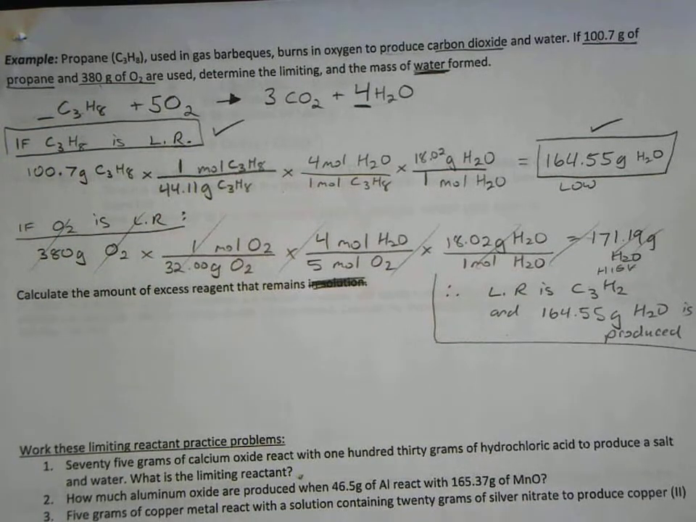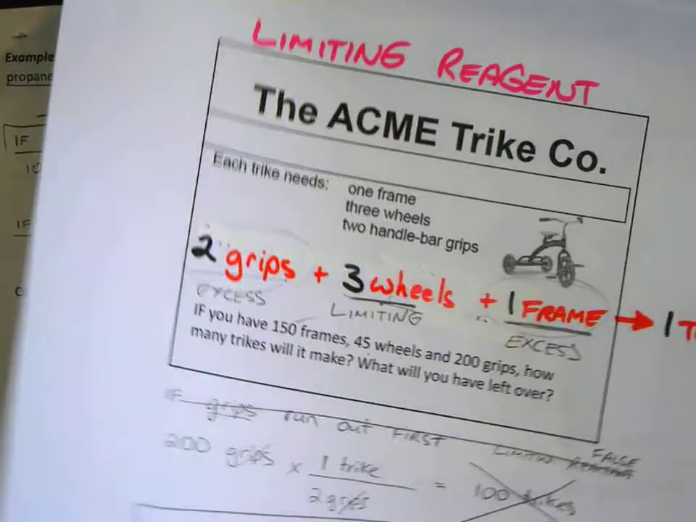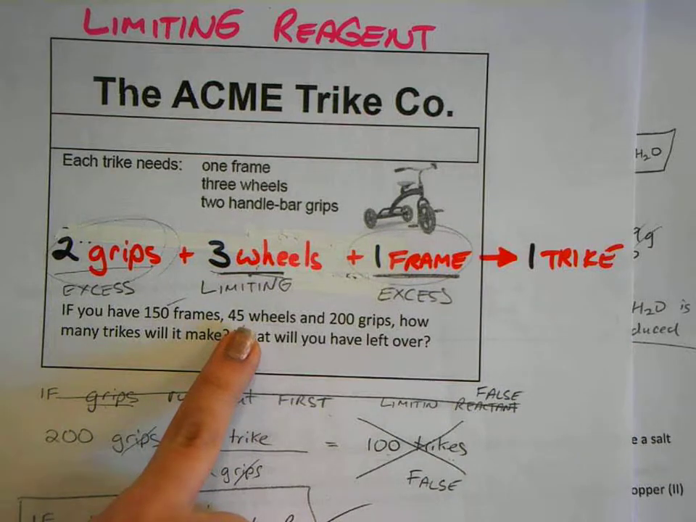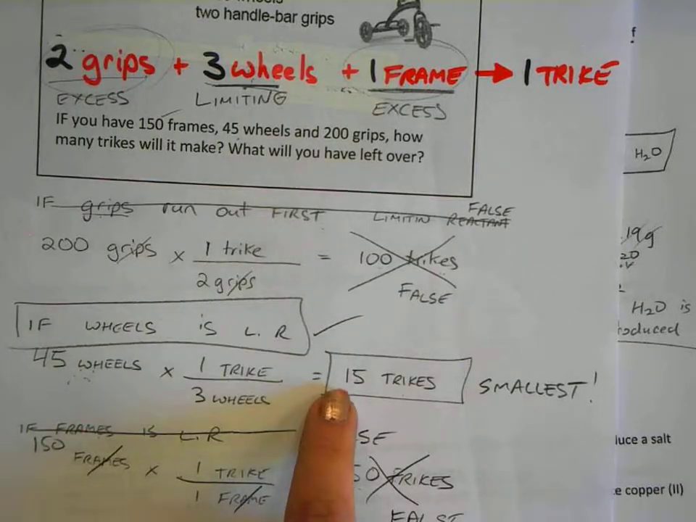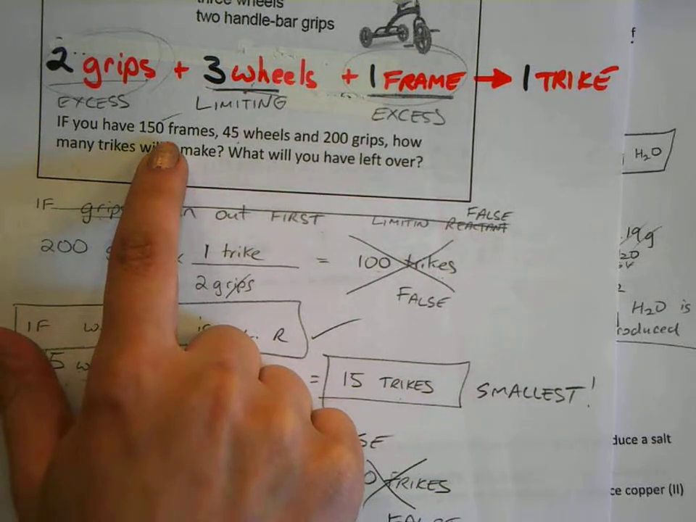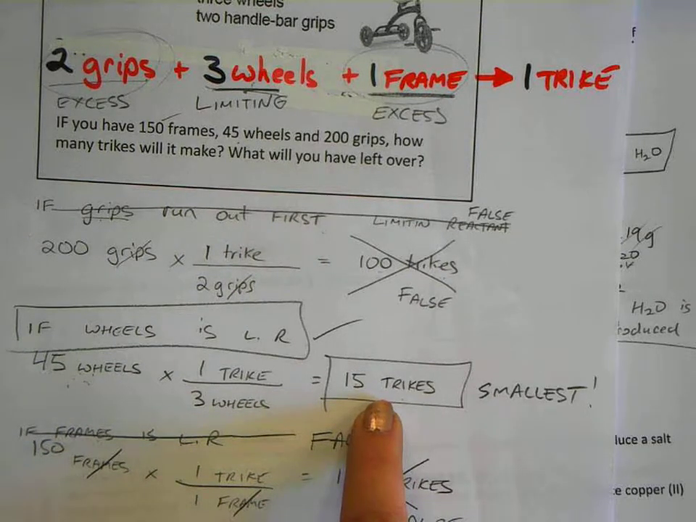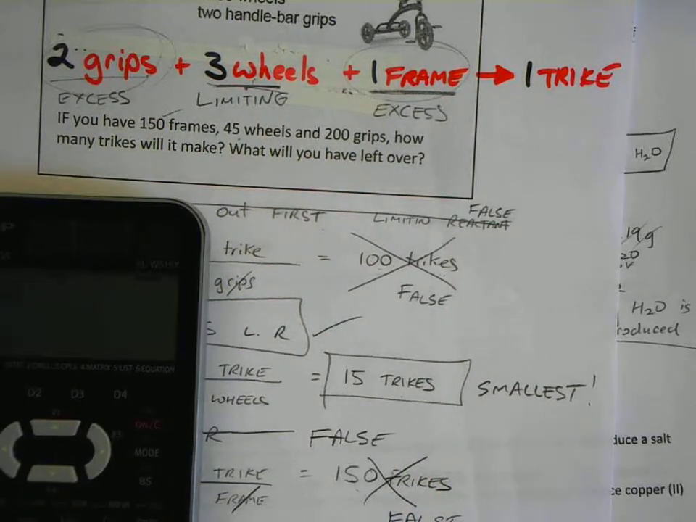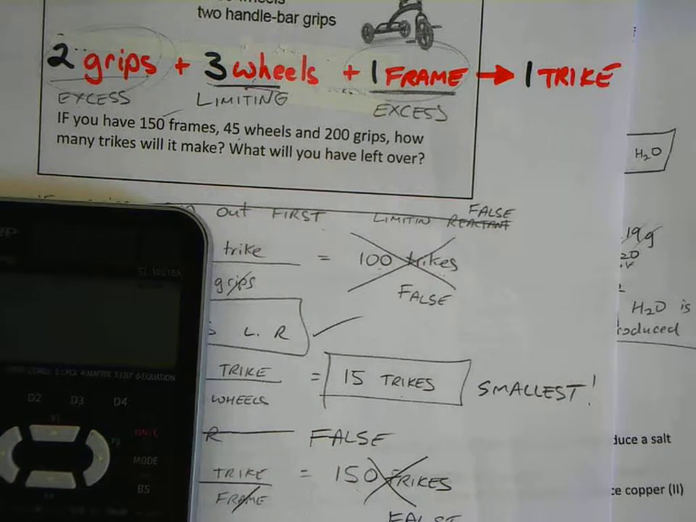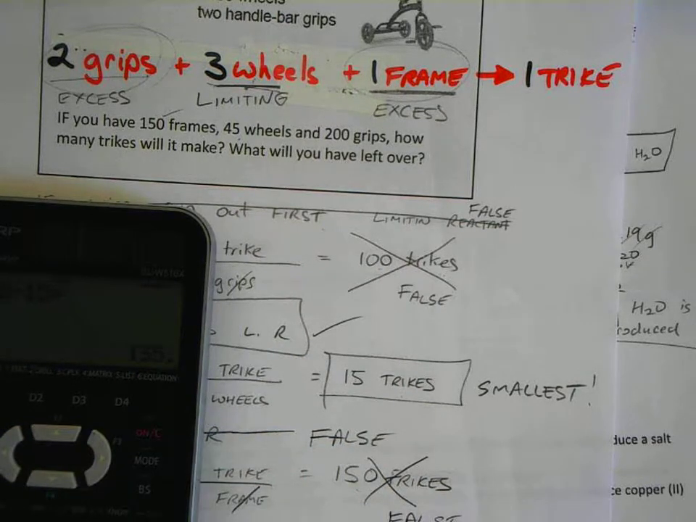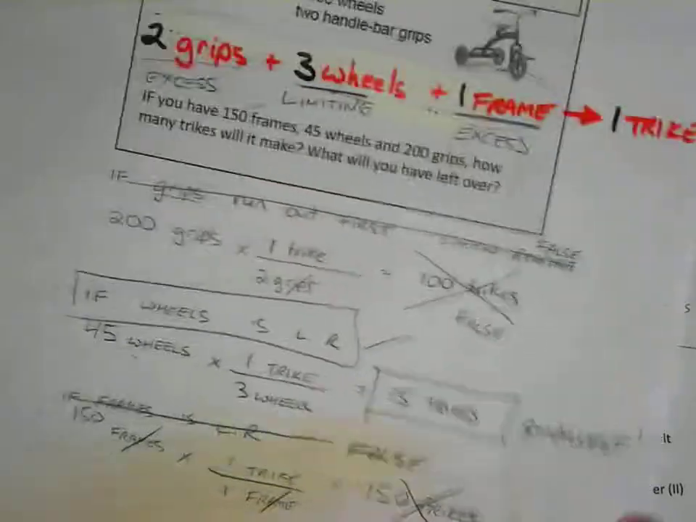If you go back to that trike example we looked at before, we said that 2 grips and 3 wheels in one frame made a trike, and since we had 45 wheels, we made 15 trikes. But we had 150 frames. Well, 15 trikes, how many frames did that use? That only used 15 frames. So how many extra frames did we have? Well, we had 150 frames originally, minus the 15 frames we used. We have an excess of 135 frames. We're going to do the same idea.